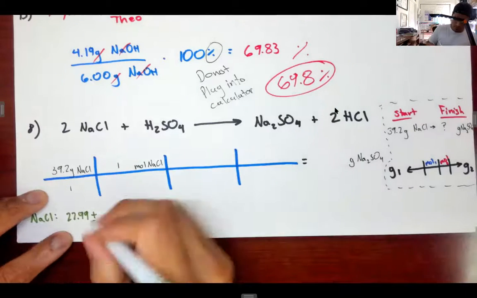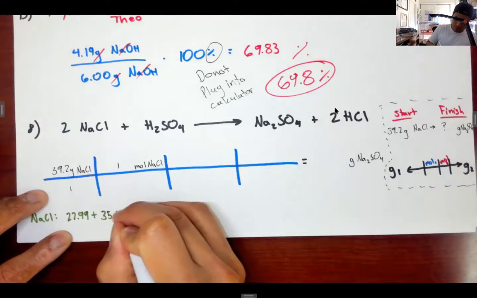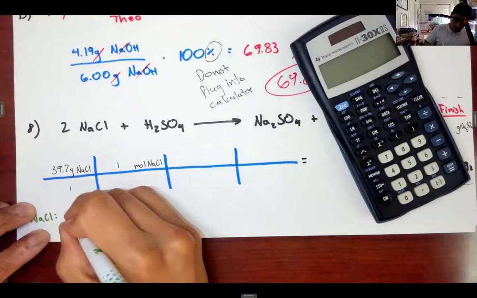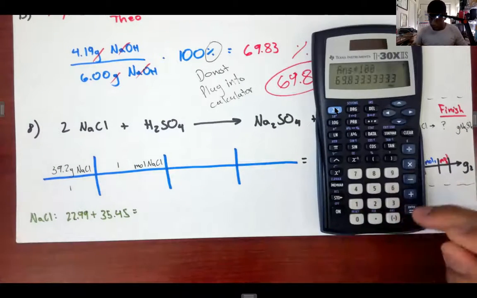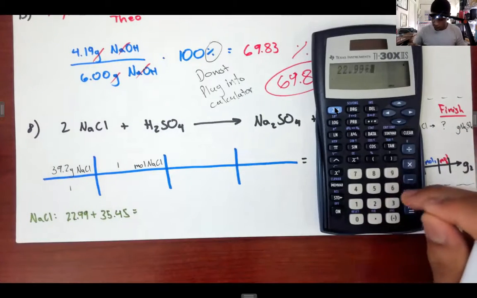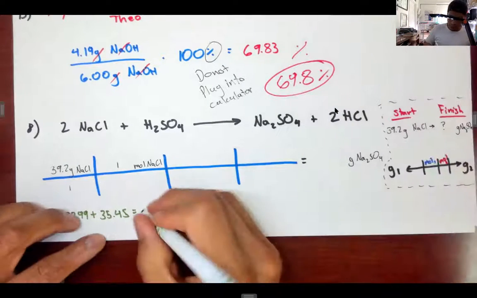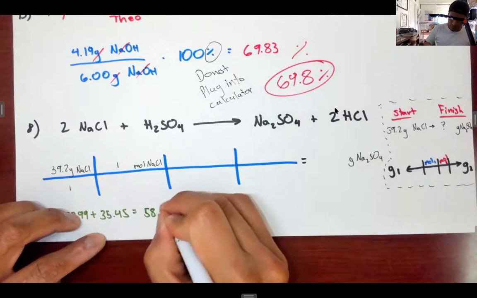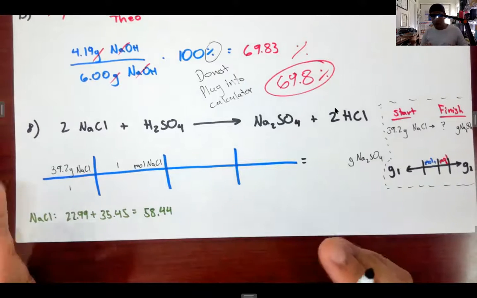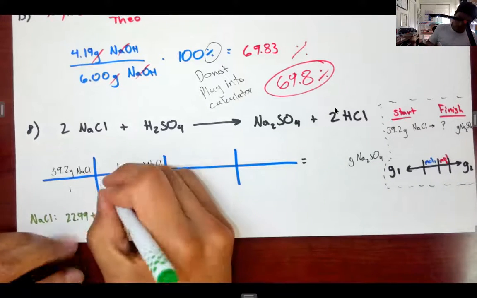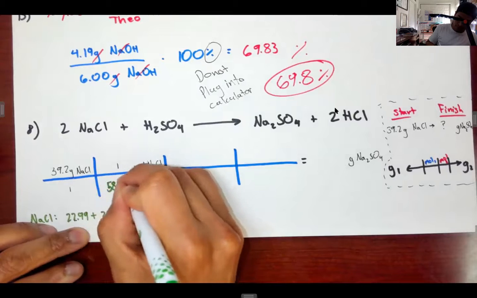Yeah. Now, what is that? 22.99 and you get 58.44. Okay, so now we know that basically the molar mass of NaCl is 58.44.